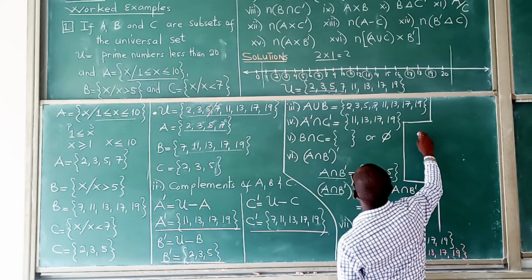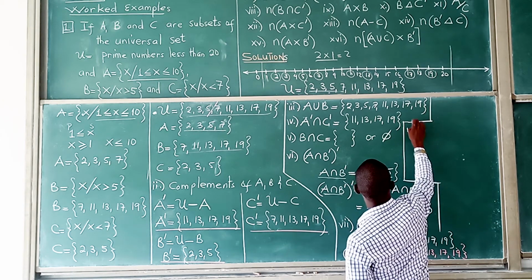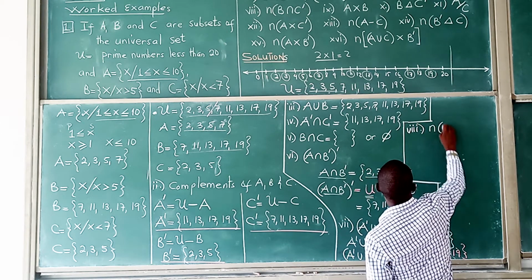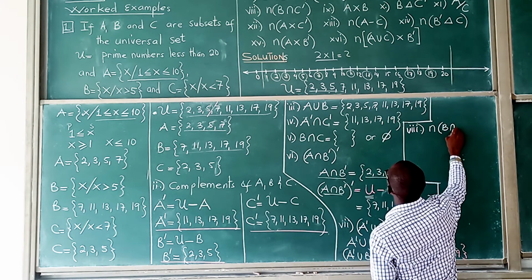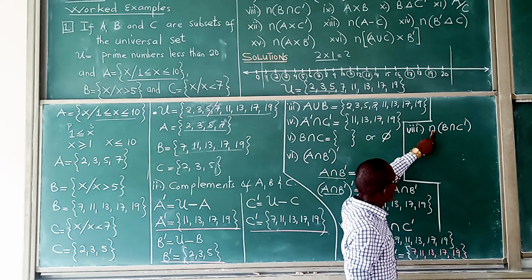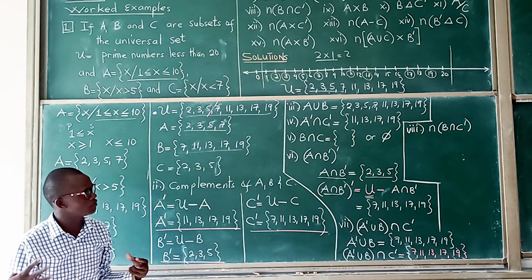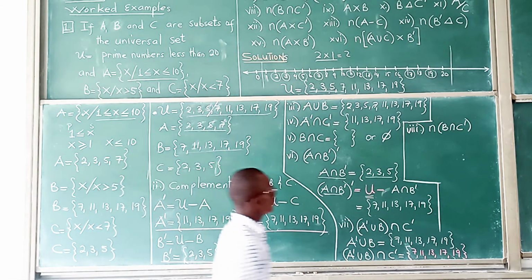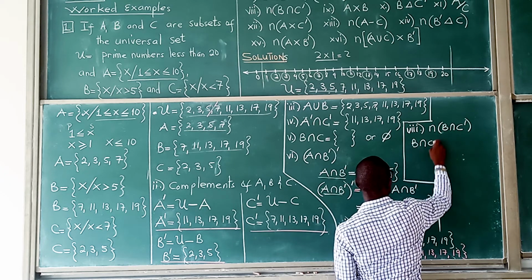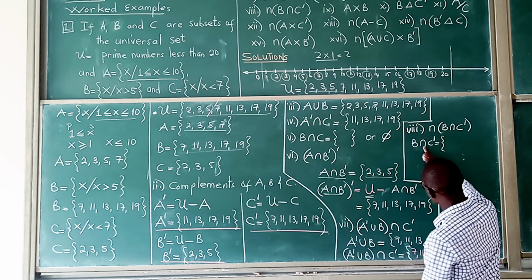Next one says, question 8. It says we must find the number of B intersect C prime. This thing, the number, we call it the cardinality. The cardinality has to do with the number of elements within a particular set. So let's first find B intersect C prime. What are those elements within B intersect C prime?